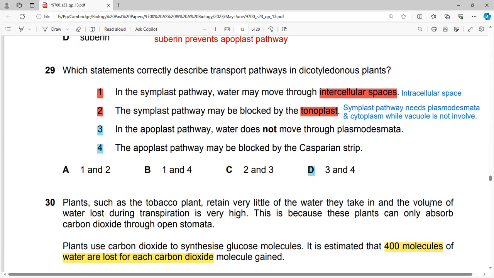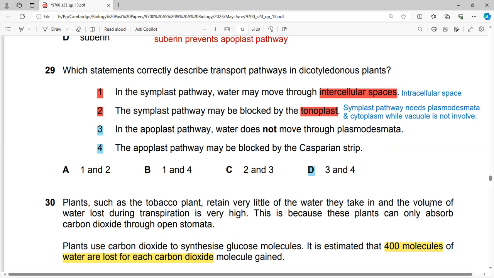Which statement correctly describes the transport pathway in a dicotyledonous plant? So we are going to describe the type of pathway, and which statement is correct regarding the given pathway. For example, in a symplastic pathway, water may move through intercellular spaces. Intercellular spaces mean the spaces between the cells. And the space between the cells is what? That is cellulose. So that's why it is the wrong option. The correct word supposed to be here was intracellular spaces, meaning the water is moving into the cell. So that's why this is the wrong option.